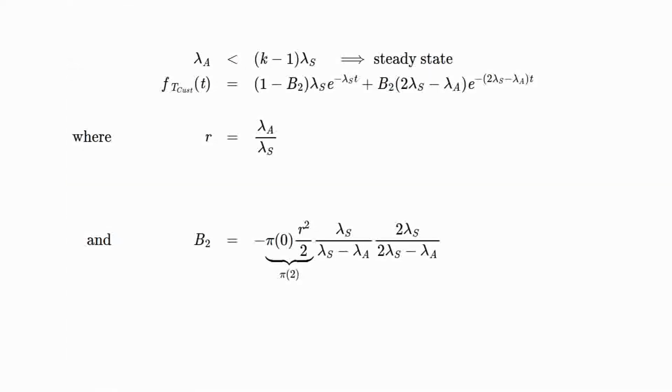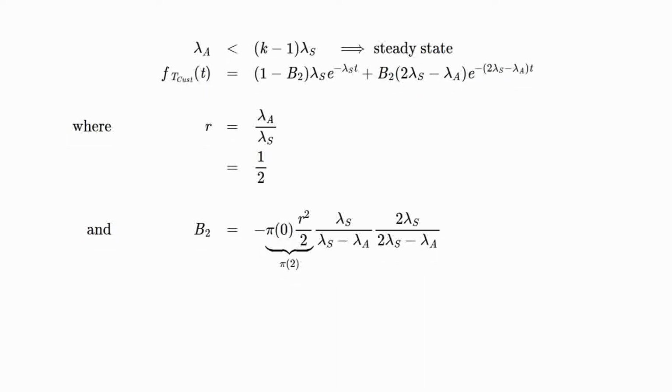To be able to find this density function, we need to know b2, and we also need to know r. As always, r is lambda a over lambda s, which in this case is a half. b2 is minus pi 2 lambda s over (lambda s minus lambda a) times 2 lambda s over (2 lambda s minus lambda a). And then we can substitute for pi 2 being pi 0 r squared over 2. But r squared is a quarter, so r squared over 2 is an eighth.